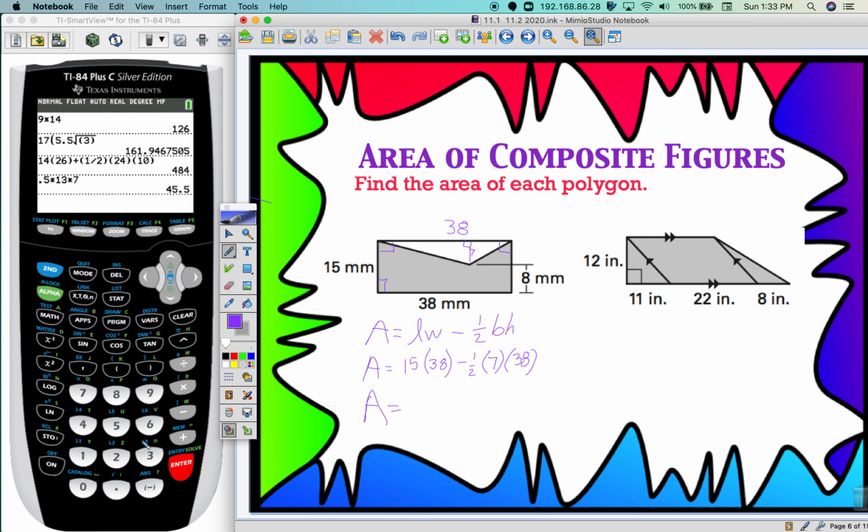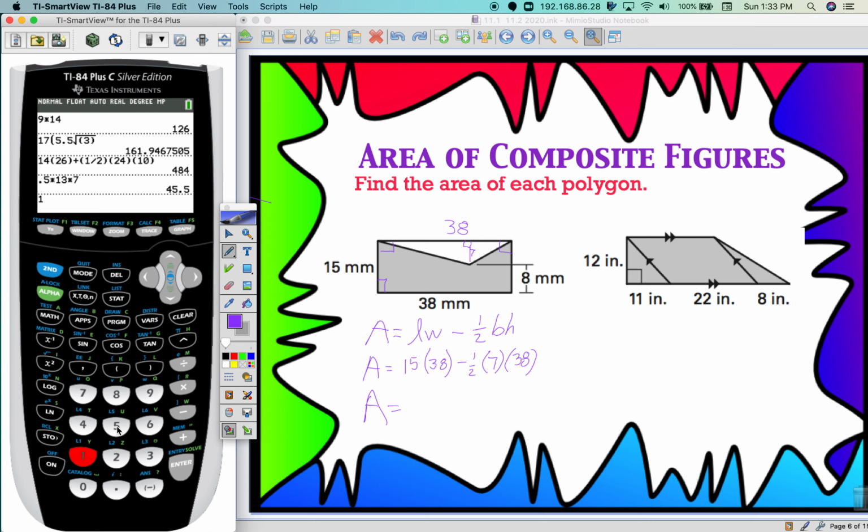And we just go type it all in. All right, what did I do? 15 times 38 will get the whole rectangle. 1/2 times 7 times 38 is what we need to subtract from it. 437. Oh, there's my cursor.